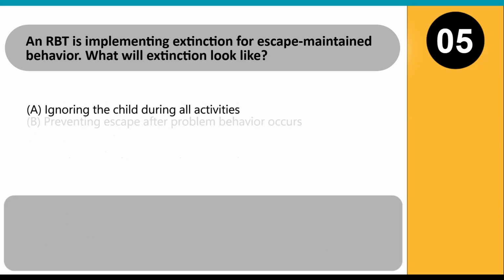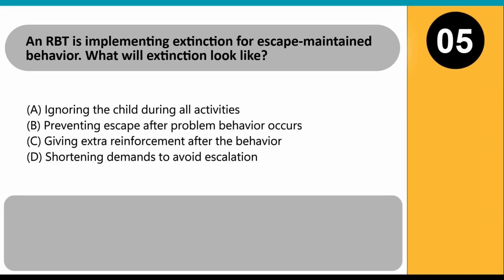An RBT is implementing extinction for escape-maintained behavior. What will extinction look like? A. Ignoring the child during all activities. B. Preventing escape after problem behavior occurs. C. Giving extra reinforcement after the behavior. D. Shortening demands to avoid escalation.